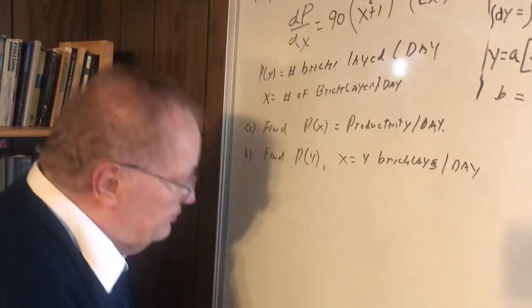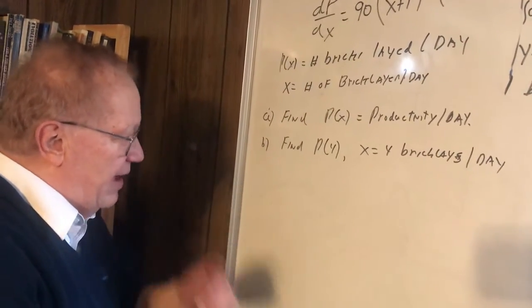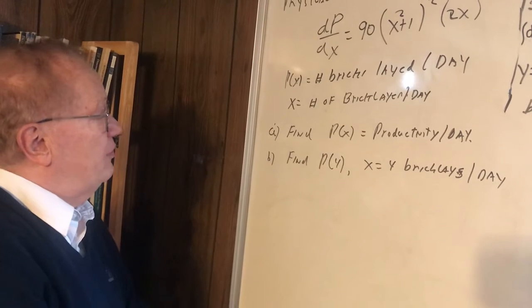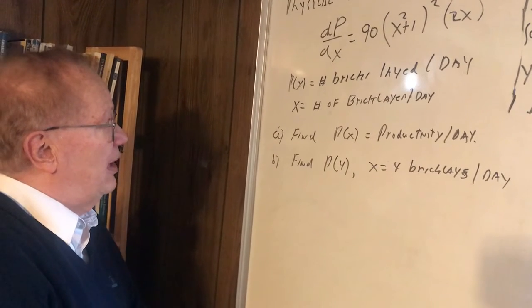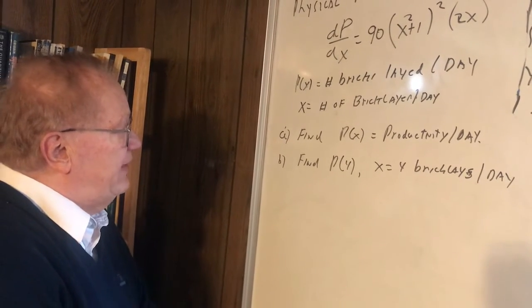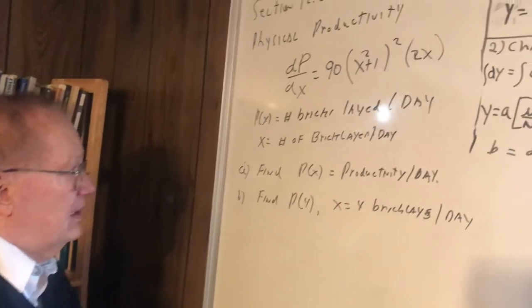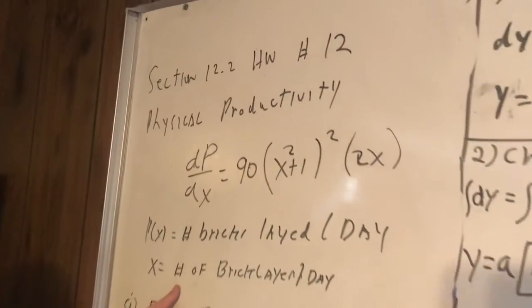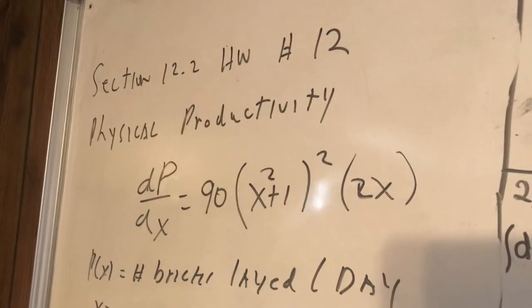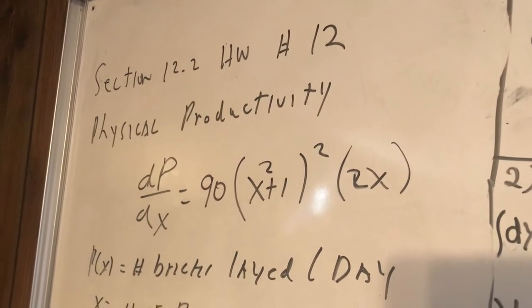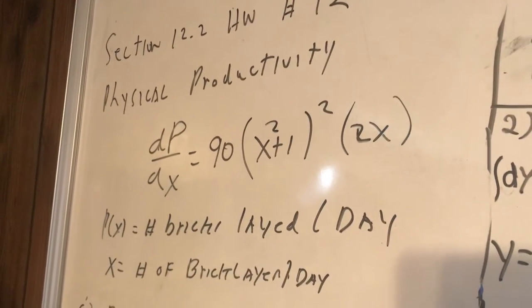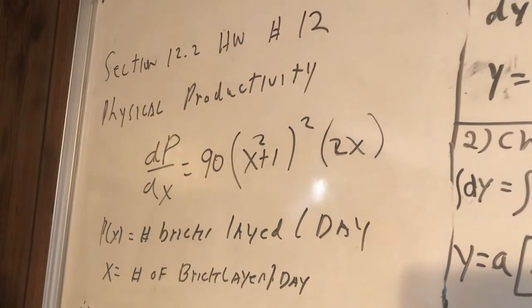Hi, we're back. We're going to do another example. This is from Section 12.2, homework number 12. It's called physical productivity. That's P. X is the number of bricklayers per day, and P of X is the number of bricks laid down per day. And we want to find the function.